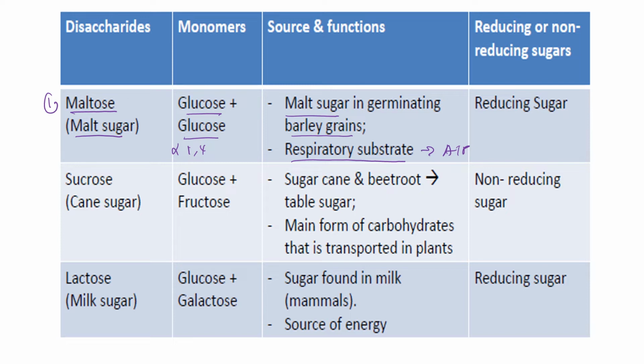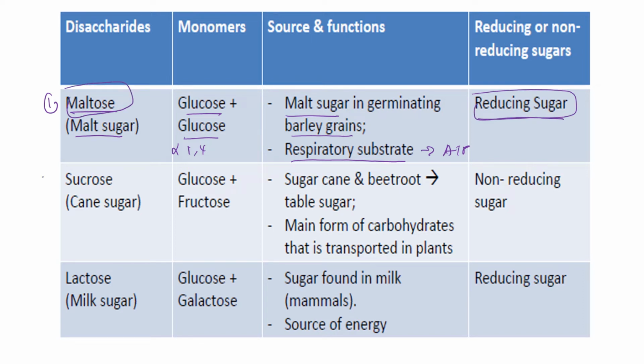Okay, and then maltose is a reducing sugar, so it means that when we react it with Benedict reagent, it changes color. It changes color from blue to a range of colors, from green, yellow, orange, and brick red, indicating the presence of reducing sugar, indicating that the food sample contains maltose.